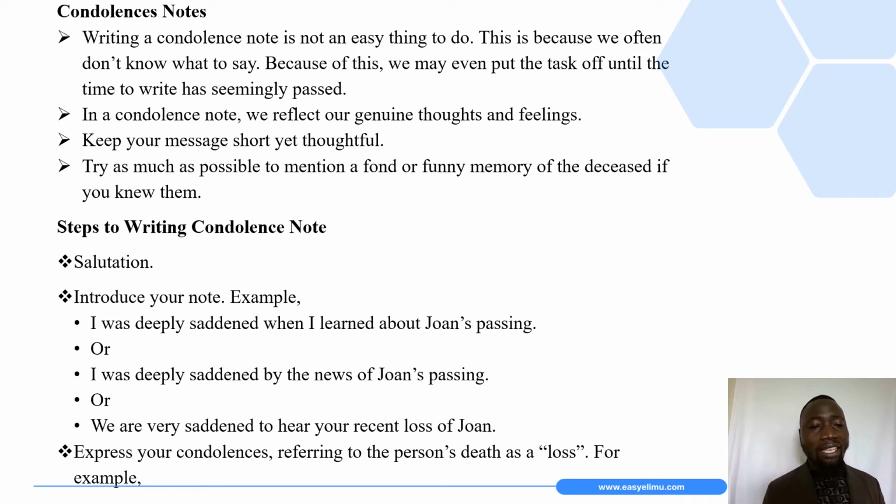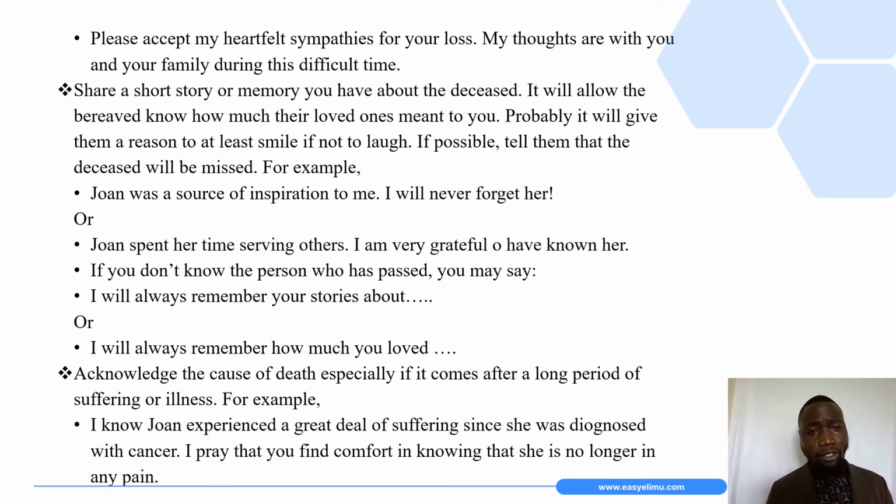Another thing, apart from using some of those words and expressions to introduce your note, is to also express your condolences by referring to the person's death as a loss. For example, you can say, please accept my heartfelt sympathies for your loss. My thoughts are with you and your family during this difficult time. So that is how you express your condolence by referring to the person's death or demise as a loss.